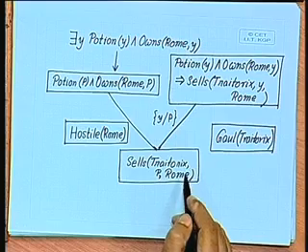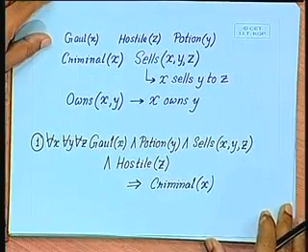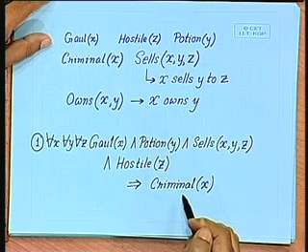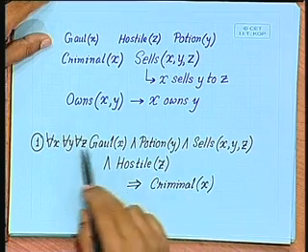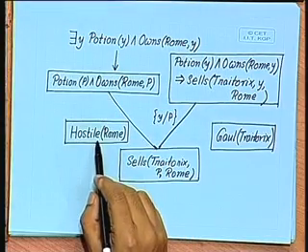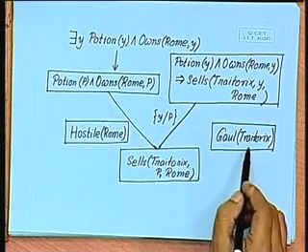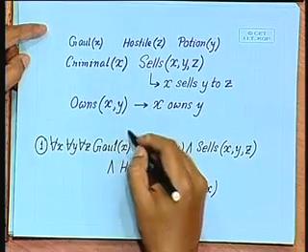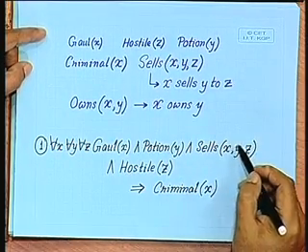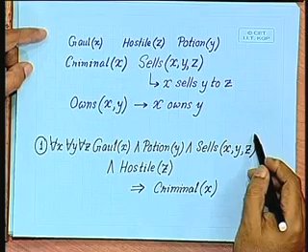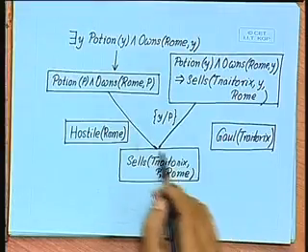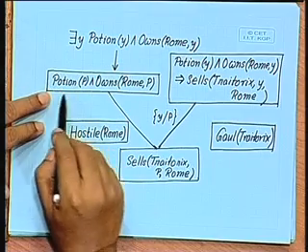Now, then we can use this rule: Gaul x, portion y, cells x y z, hostile z implies criminal x. But the left hand side will now have to be unified with these predicates that we have here. So, x is going to be replaced by traitorix, y is going to be replaced by p and z is going to be replaced by Rome. If we do that substitution on the left hand side, then it matches with what we have here in the knowledge base.